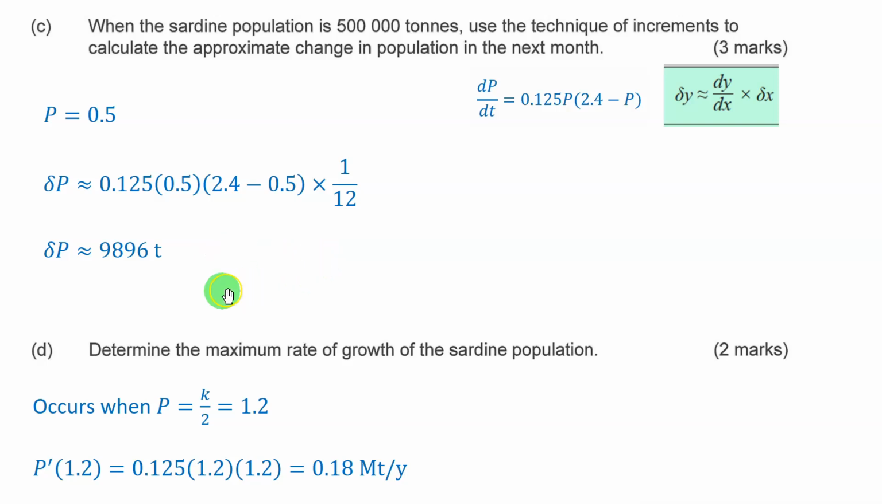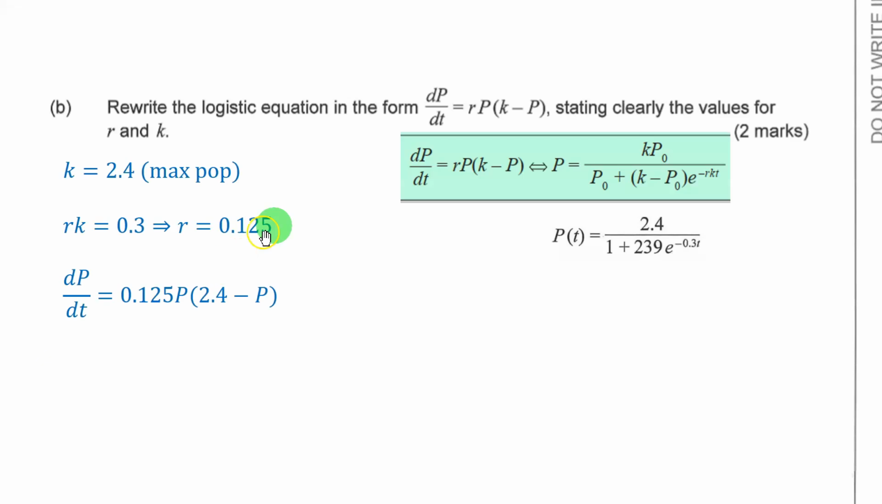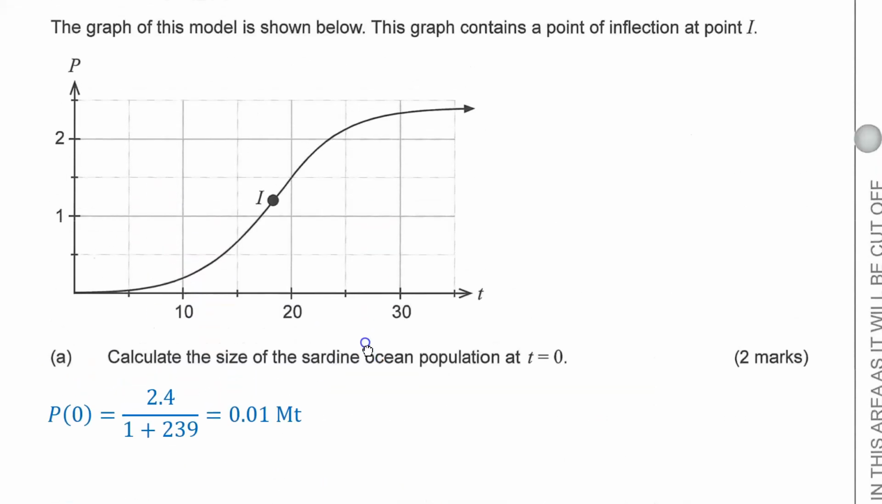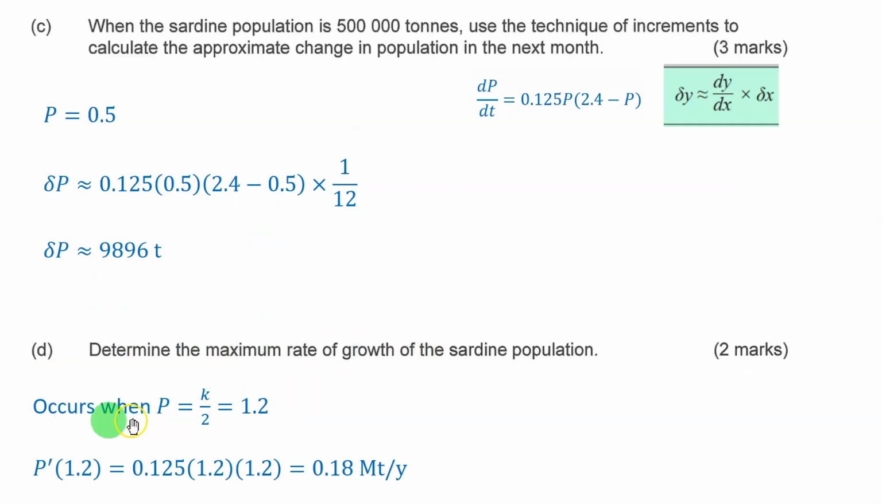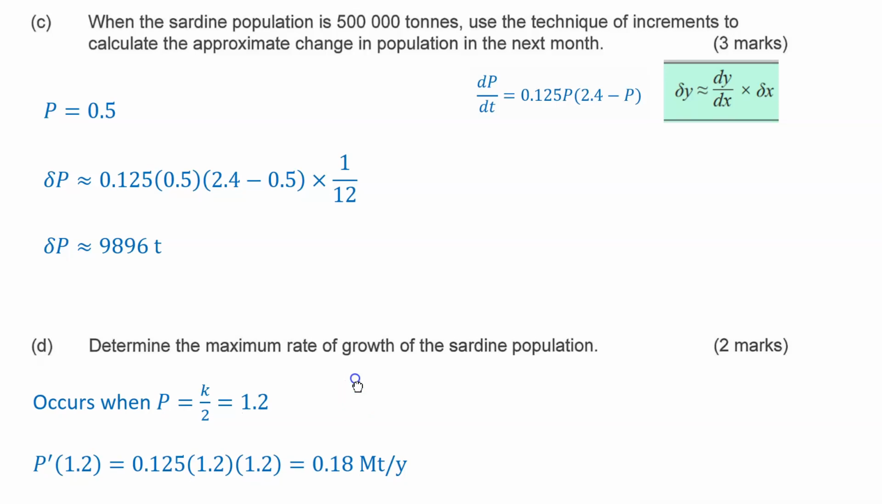And then part D, determine the maximum growth rate of the sardine population. Well, if I go back to the page before, it happens at the point of inflection. So you can see from the curve, this is the greatest growth rate, and the point of inflection is halfway between the maximum and 0. So back to the question, we know that it's going to occur at half the maximum population. So half of 2.4 is 1.2.